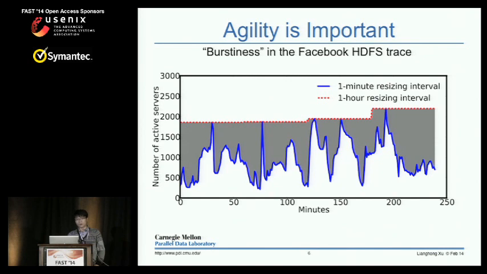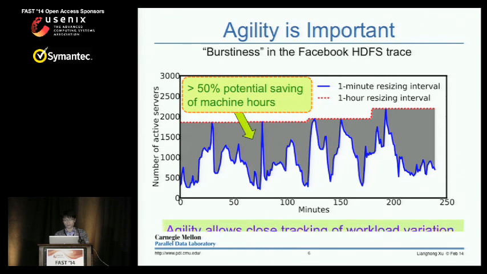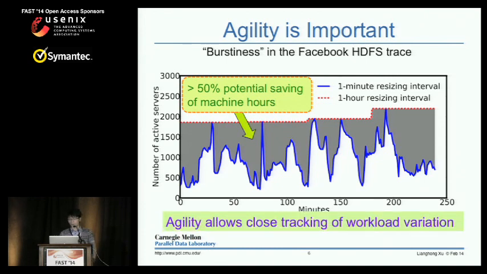The gap between these two lines, as indicated by the shaded region, shows that over half of the potential savings is lost with such an infrequent resizing approach. The key takeaway in this slide is that better agility allows elastic storage systems to more closely track workload variation so as to achieve lower machine hour usage.